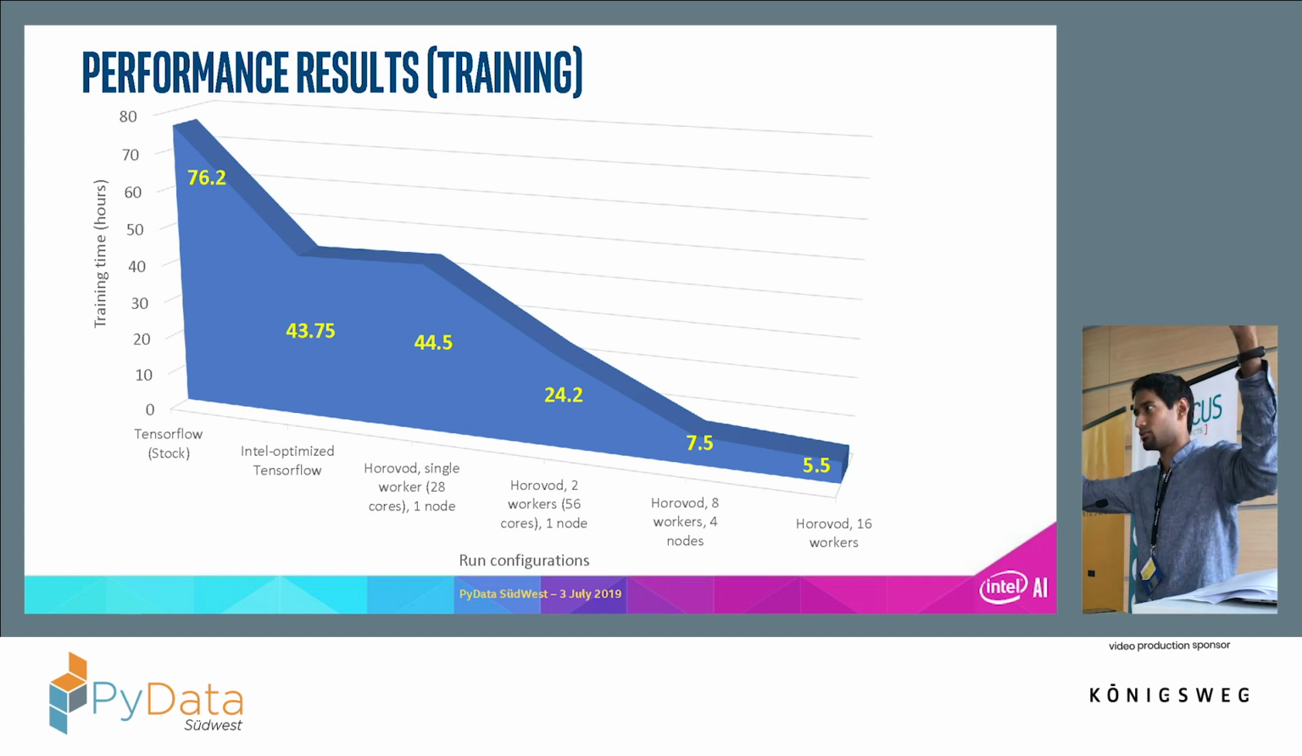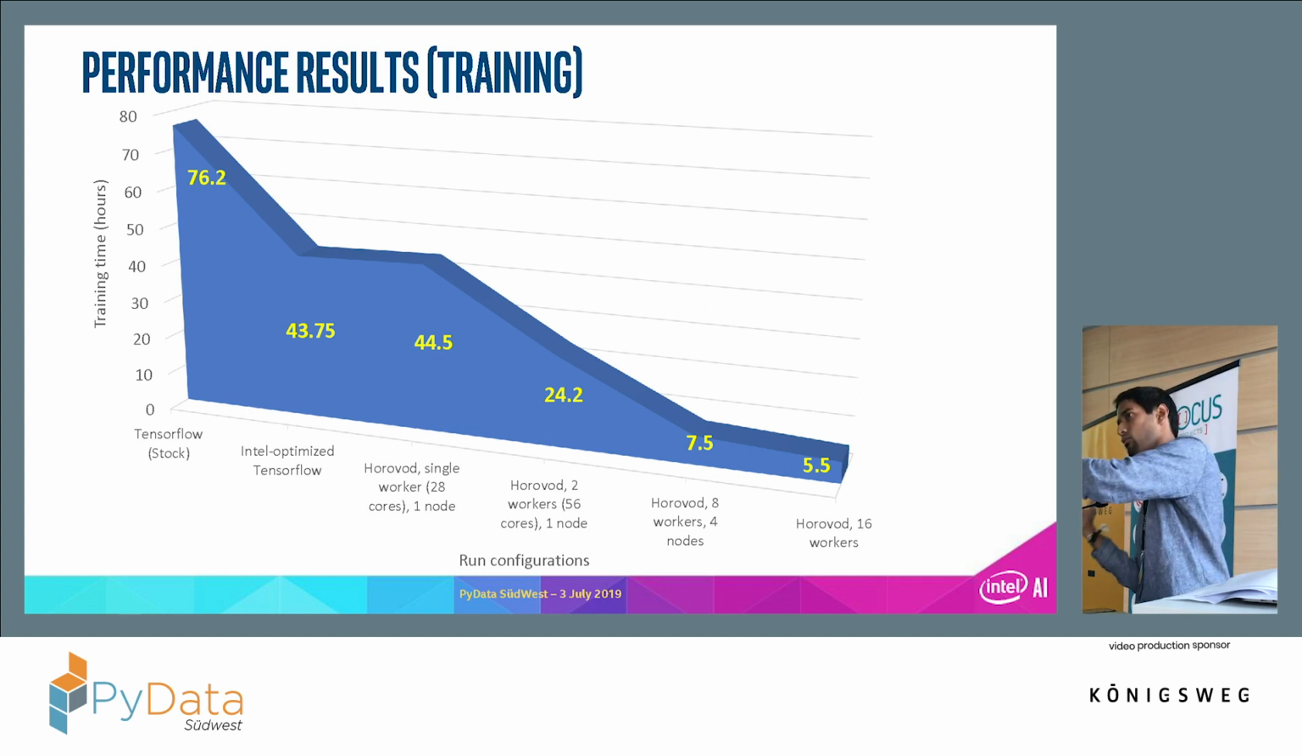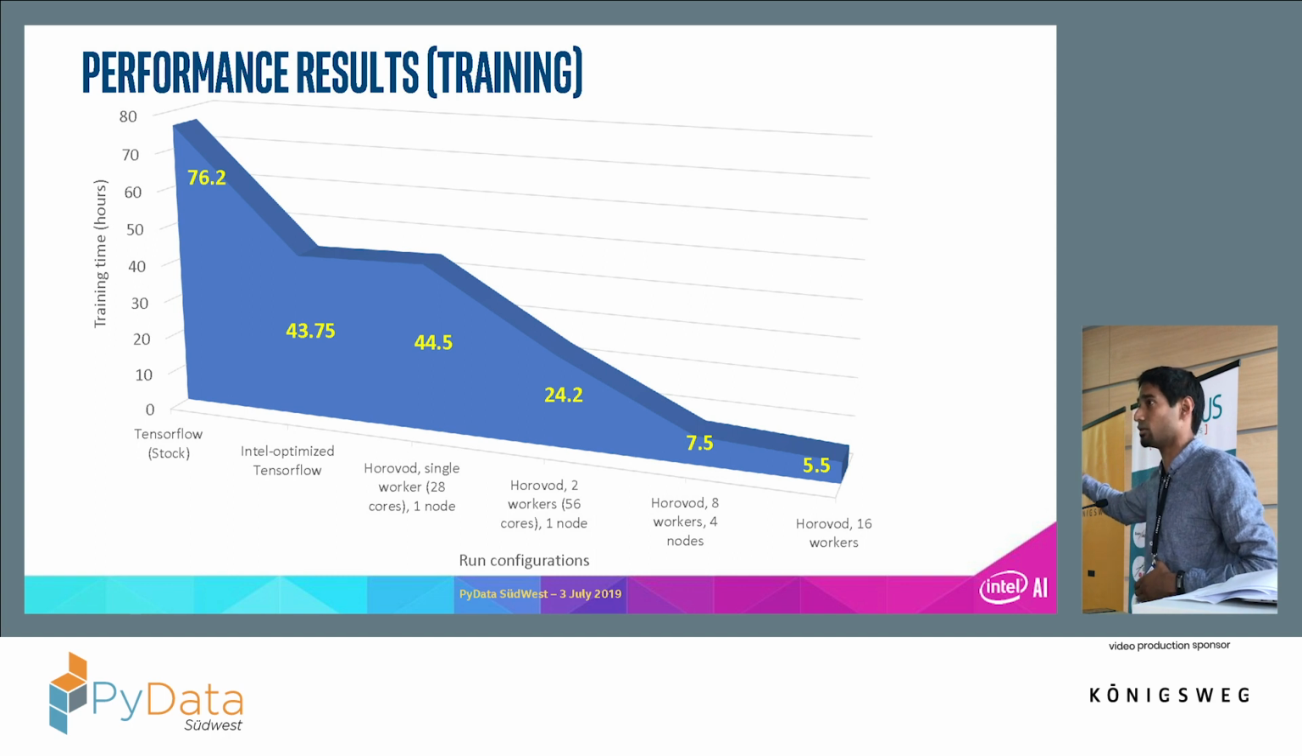Intel has taken TensorFlow from Google, has plugged in a performance mathematical library under it, and then it did much better. And this is represented by the second bar there. I dropped from 76 hours to 43 hours with the Intel optimized TensorFlow on only one machine. And I was still unhappy with 40 plus hours. I said, can I do better? Of course. And the idea is to scale.